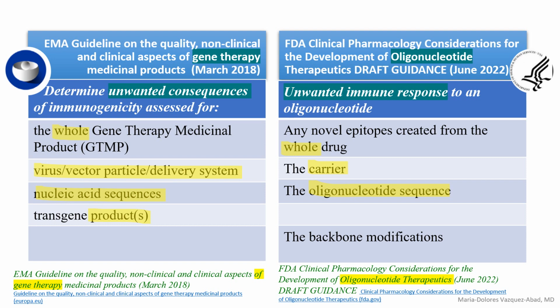Are any of these components or the whole drug capable of mounting an immune response that is unwanted? Now, the EMA talks about the product of the transgene because this is under the section that's called unwanted consequences of immunogenicity. So if you have immunogenicity to the product of the transgene, which is not within the drug, this product will be created by the person who received the drug, but it's still immunogenicity to the treatment.